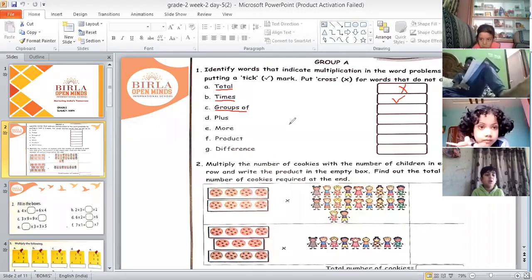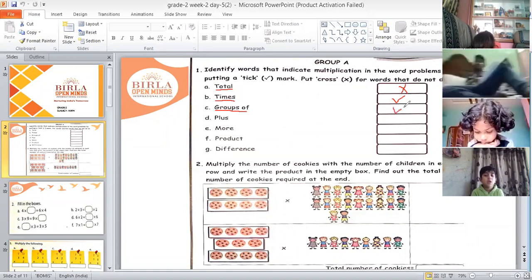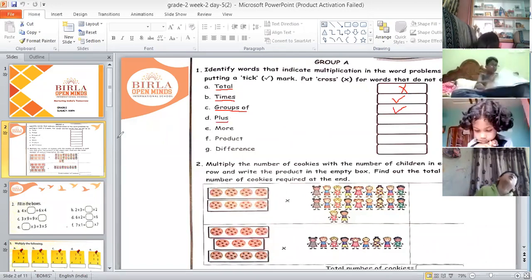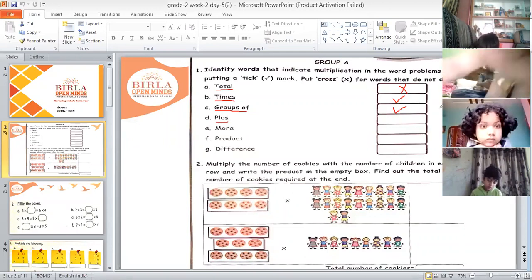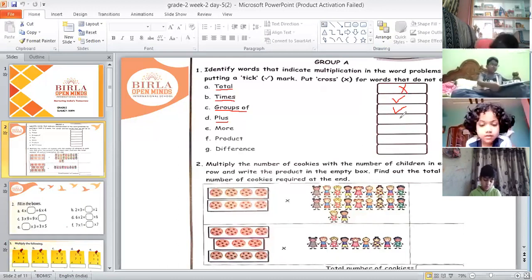So now tell me whether this word is related to multiplication or not. Tell me quickly. Yes or no? Yes, ma'am. Groups of is related to multiplication. So we'll put a tick here. Very good. Now next. Kushal, you read the fourth word. Plus. Tell me, is plus related to multiplication? No, ma'am.